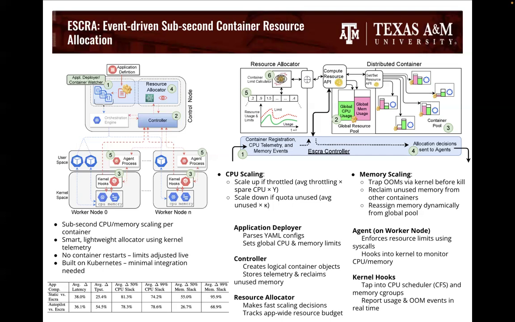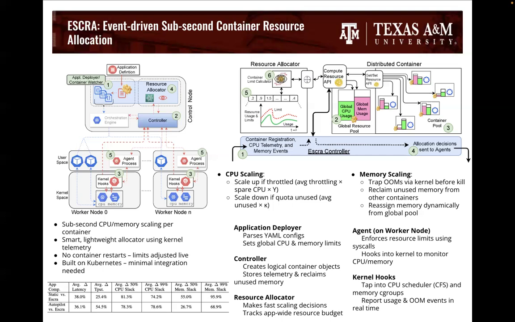Now let's talk about how ESCRA turns that raw telemetry into decisions fast. The resource allocator runs on a per period basis, in some configurations as frequently as every 100 milliseconds. For CPU scaling, it uses two sliding window statistics. First, it tracks how often a container is throttled, and second, it tracks how much unused CPU time it's leaving on the table. If a container is being throttled often, ESCRA increases its quota for the next period proportionally, and only if there's spare CPU available in the global pool. If it's underutilizing CPU, the allocator gently scales the quota down using a tunable decay factor that avoids overreaction.